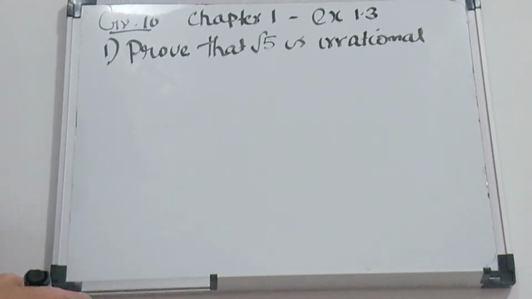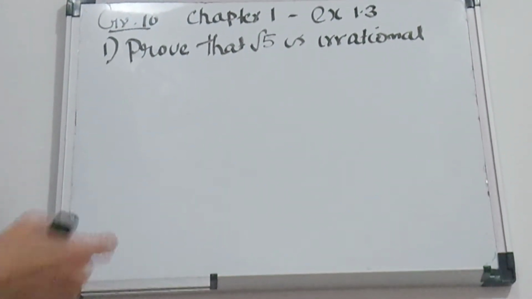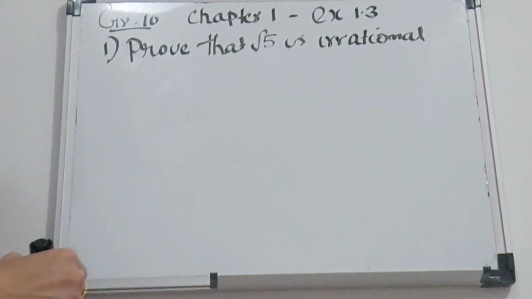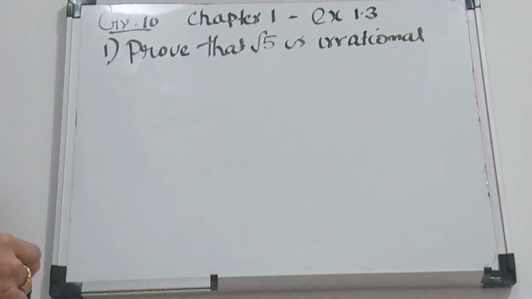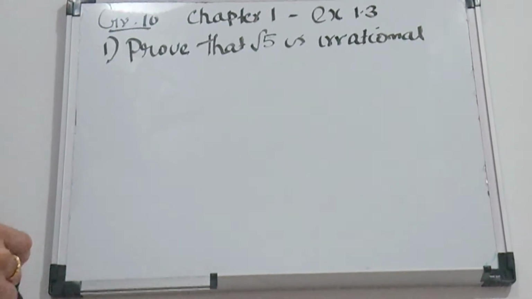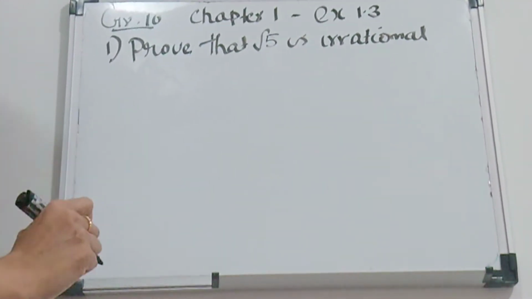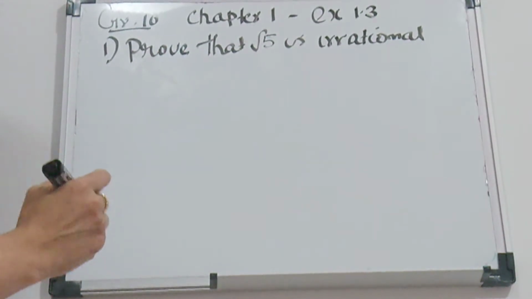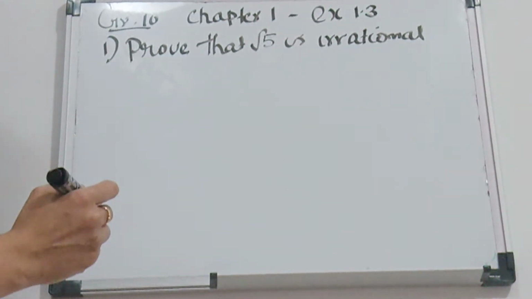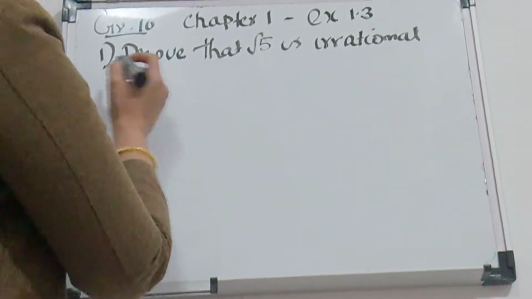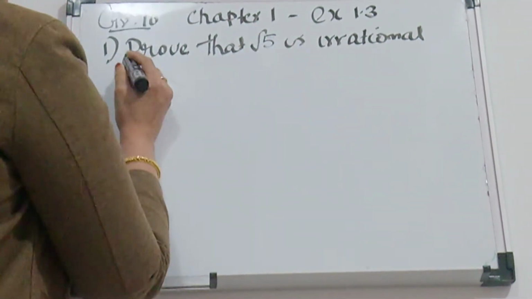Prove that root 5 is irrational. This is question number 1 from exercise 1.3, chapter 1 of grade 10. First, you assume that root 5 is a rational number. So since root 5 is a rational number, root 5 can be written as a by b, where a and b are co-prime.